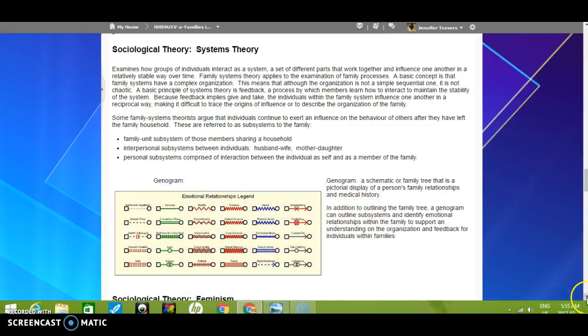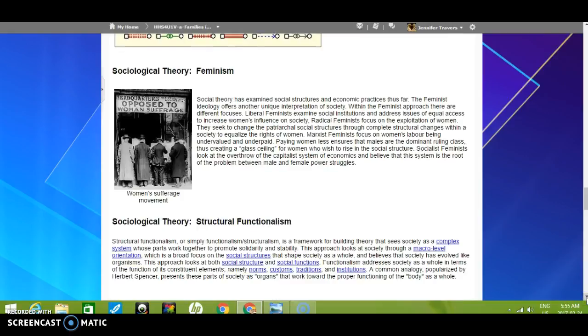Feminism is connected to conflict theory in that it looks for inequality. Only in feminism, they are looking at women as facing inequality within relationships, whether that be in the workforce or in the household.